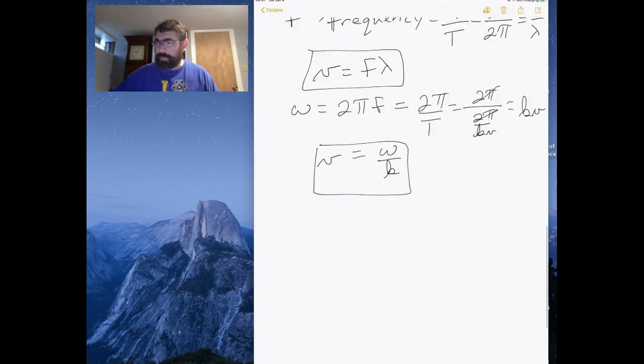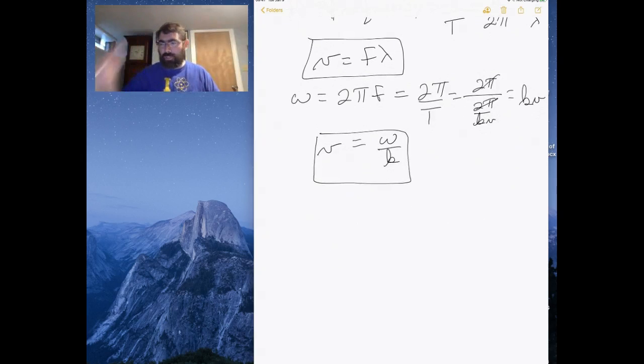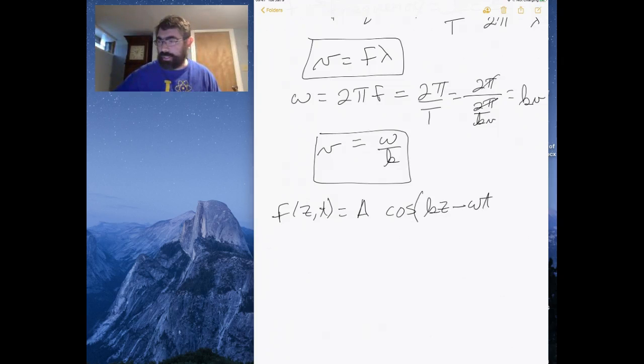Okay, so now I can put all this together. If I put in the v to my equation, I would have f is equal to the amplitude times the cosine of k times z minus omega t plus my phase. Now this is for a wave that's traveling to the right. Before we said we could have a wave traveling to the left, but that would mean I would have to use a negative velocity. So this one is for the right.